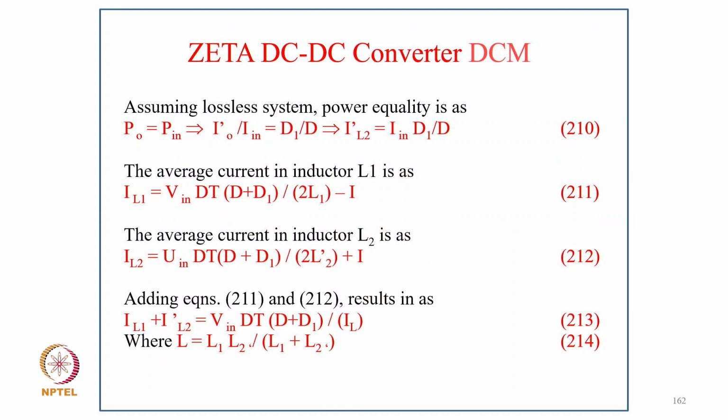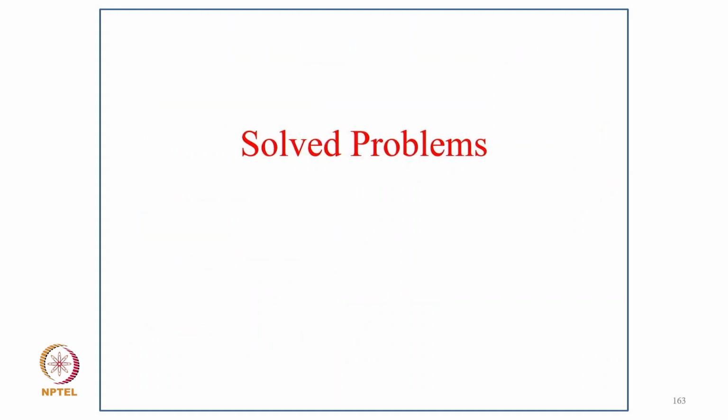And assuming a lossless system, power equality PO equal to Pin, IO dash upon In, D1 upon D, or IL2 equal to IN upon VD. So average current in inductor IL1 equal to V in dt upon D plus D1 upon 2L1 minus I, and average current in inductor L2, IL2 equal to V in dt in bracket D plus D1 divided by 2 L dash 2 plus I1. Adding these two results in IL1 plus IL2 dash equal to V in dt in bracket D plus D1 divided by IL, where IL equal to L1 into L2 divided by L1 plus L2.